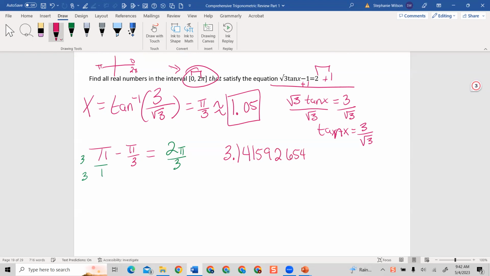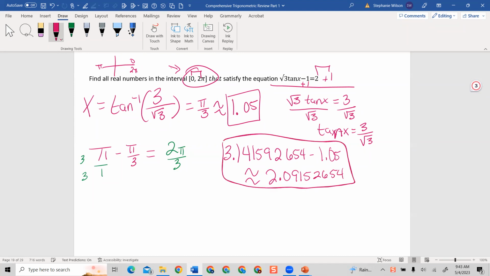And it stopped here on my calculator. Your calculator may round in another spot, minus that 1.05, which if I would have done the exact value, it wouldn't have done that. Then I would have got 2.0915264. So, I mean, you could have used either or. I kind of like the exact values right here. Work with that and convert it to decimal if it asks me to.